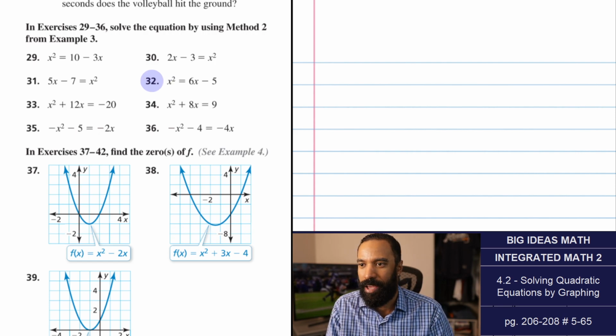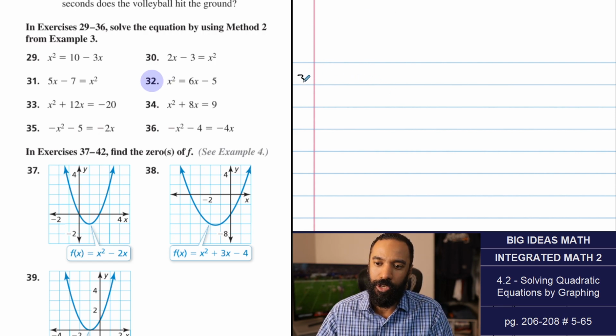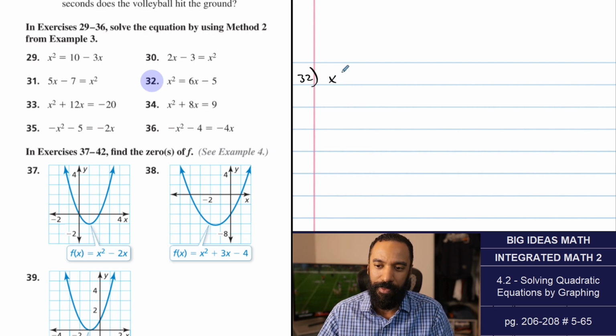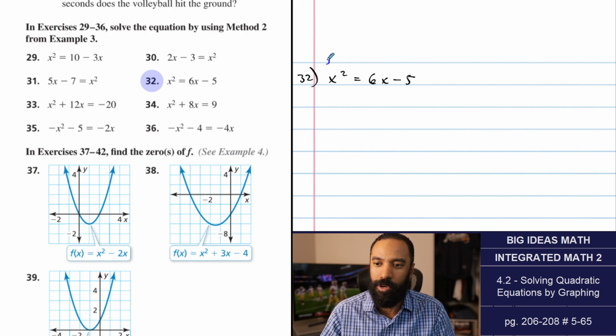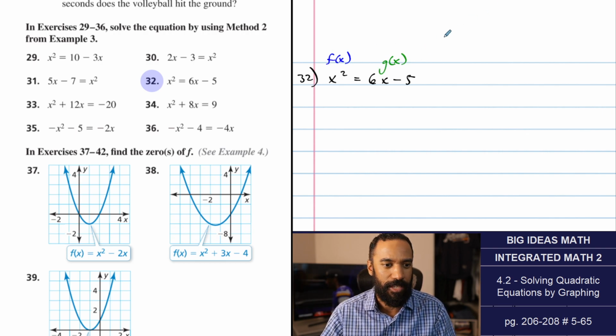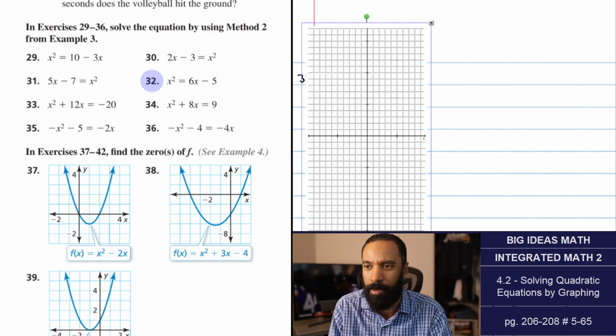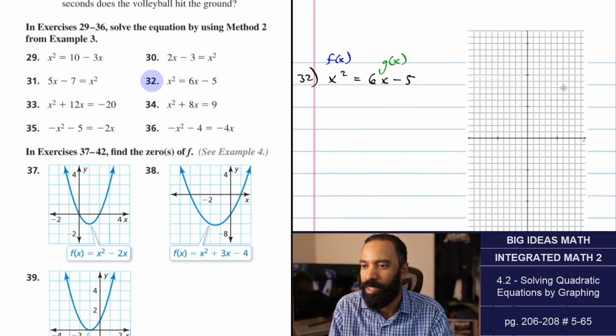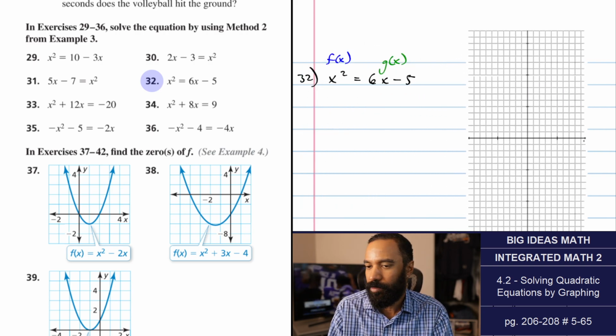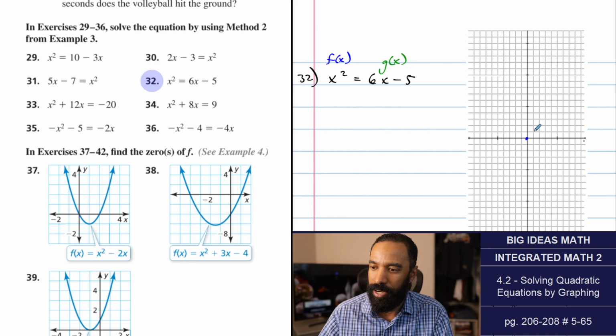Number 32 should pan out. This should be fine. Let's look at some that actually hit. x squared equals 6x minus 5. So we're going to graph y equals x squared. If they're all y equals x squared, why don't I just have a copy and paste of that? But not this time. So y equals x squared is here.